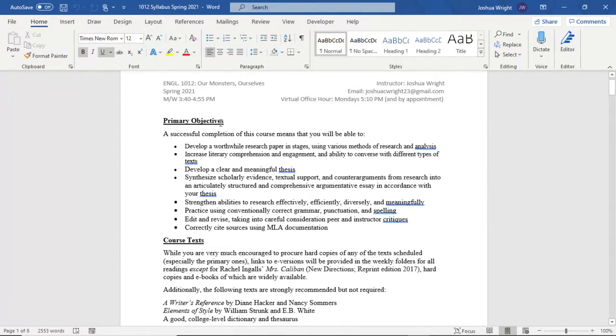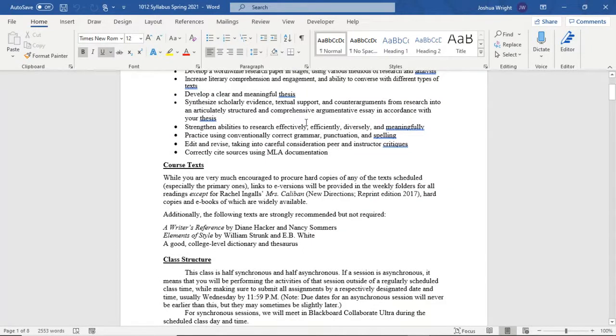And so all of these primary objectives of the course have to do with those two components. As you can see, develop a research paper, increase literary comprehension, that kind of states the two main components. And then these things are all sort of embedded in that. The thesis, hopefully, in 1010, you did some work in developing theses. And the research paper will, of course, need a thesis. It's an argumentative research paper, so you have to put forward a stance, a perspective, and defend that throughout the research paper with evidence and textual support and counter arguments and so on and so forth.